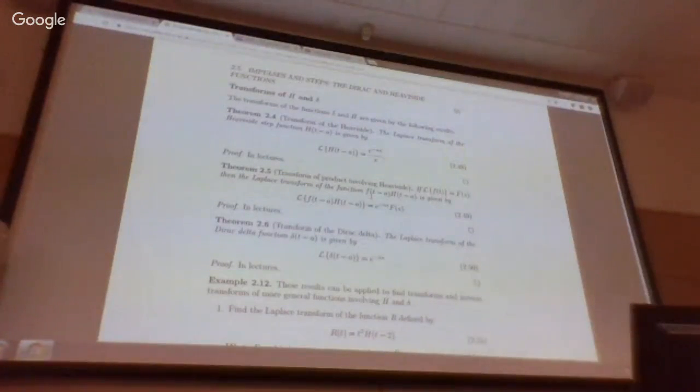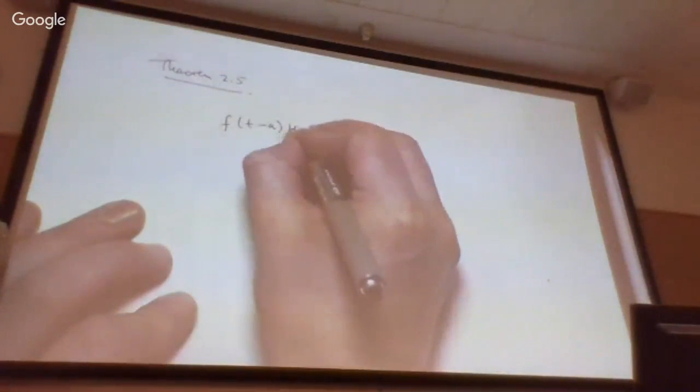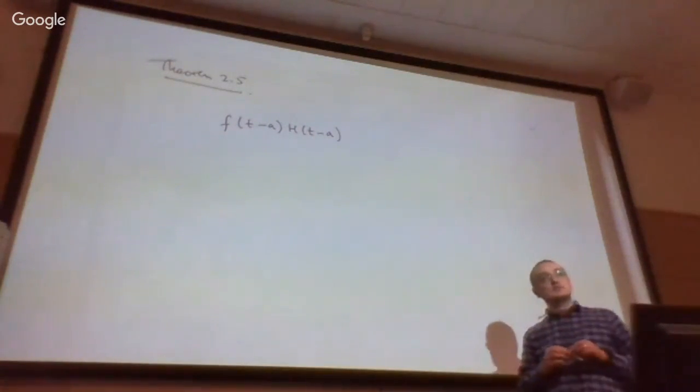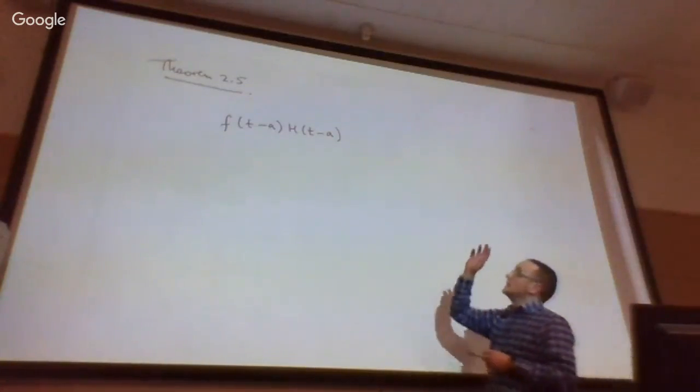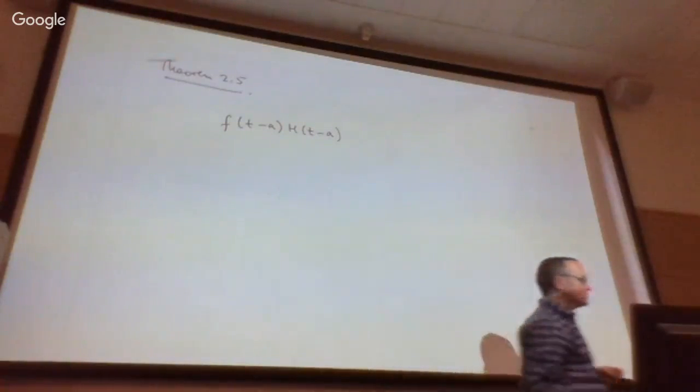So let's have a look at theorem 2.5. Again, maybe calling these theorems is a bit strong. They're results about the Laplace transform. So this is the kind of function that we want to be able to take the transform on. It's a product of some function f times a Heaviside step function.